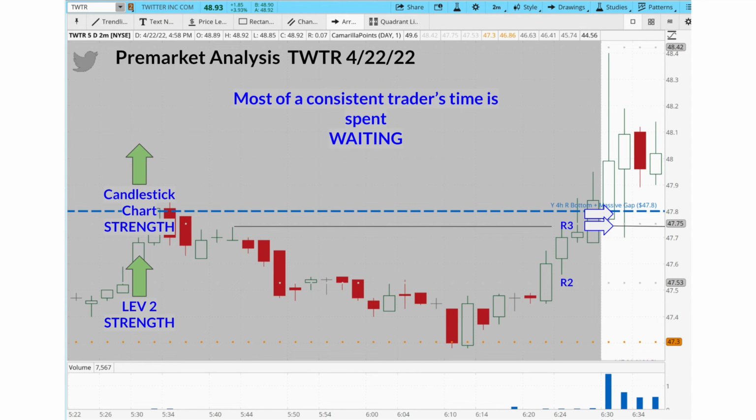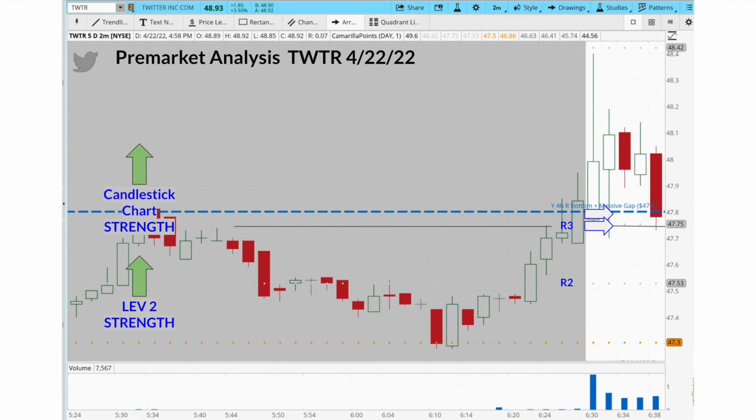Most of a consistent trader's time is spent waiting. Notice I didn't say most of a trader's time. Most of a consistently profitable trader's time is spent waiting. Patience is so important. All right, so now we've got our fifth candle. Notice how we've got a big time engulfing strong bull, but also notice that the volume bar at the bottom is not that significant. So we're not going to give too much weight. We're going to wait and see what this is going to do here.